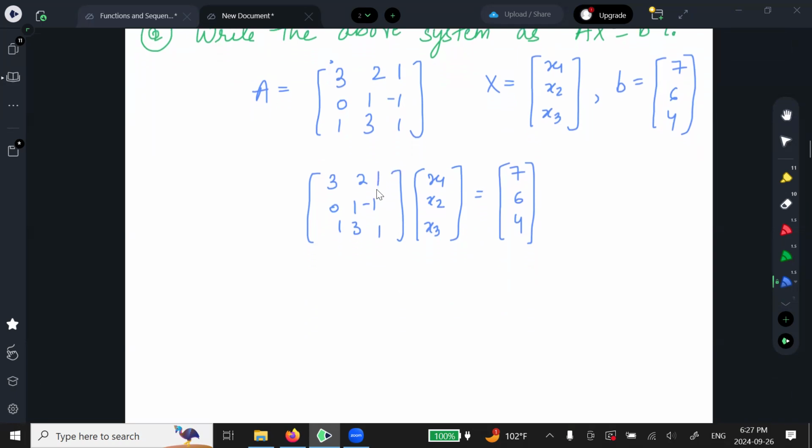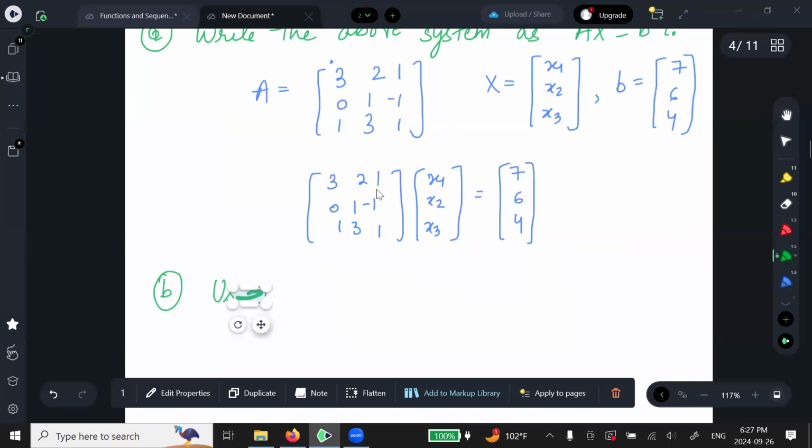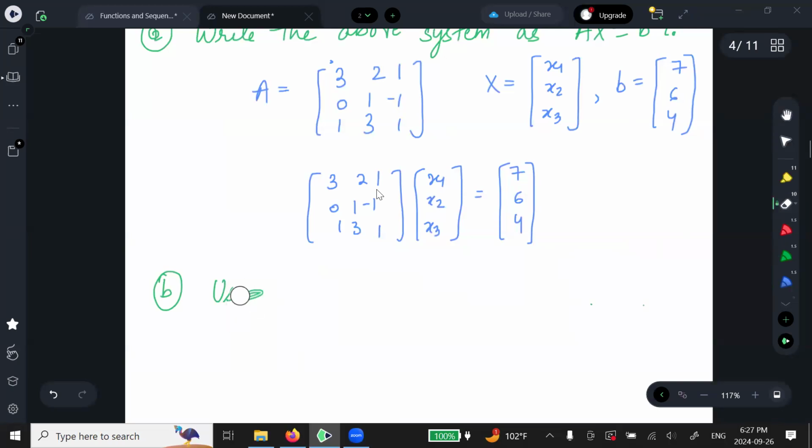No, A inverse, so order matters, right? You're multiplying by A inverse on the left. So then the question will be: use A inverse, not Gauss-Jordan elimination, to solve for X.